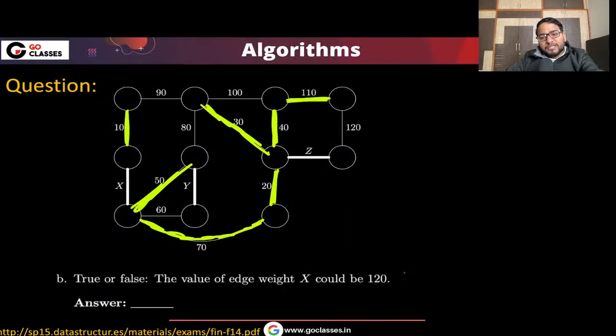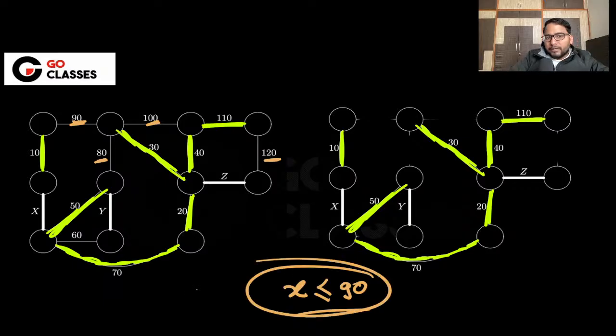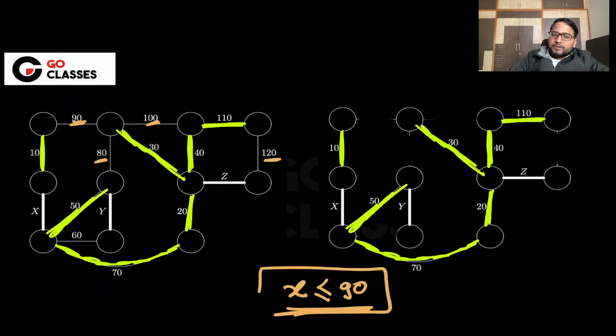X has to be less than or equal to 90. So can X be 120? Then the answer is false, right? But anyway, let's just see more. And what about this 80? Do we have to have this less than or equal to 80 also? If you have 80, is this forming a cycle with X? I don't think this is forming a cycle with X. So 80 won't help you. So X is less than or equal to 90, right? This 100 is okay, but it is an even bigger number than 90. So you can say that X is less than or equal to 90. This is what you can definitely say.